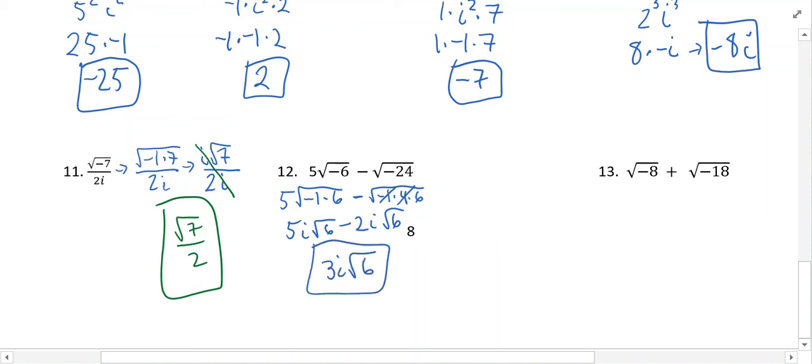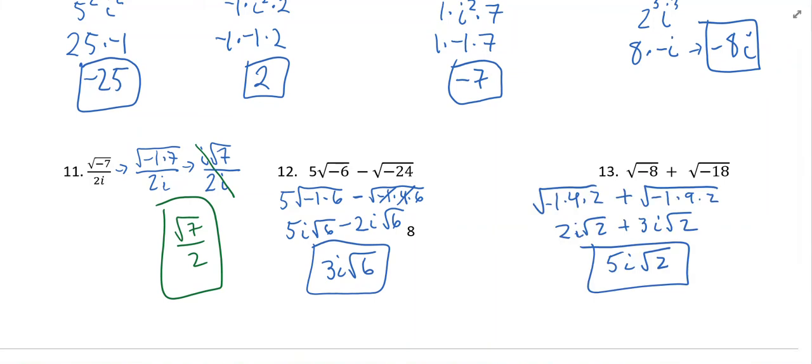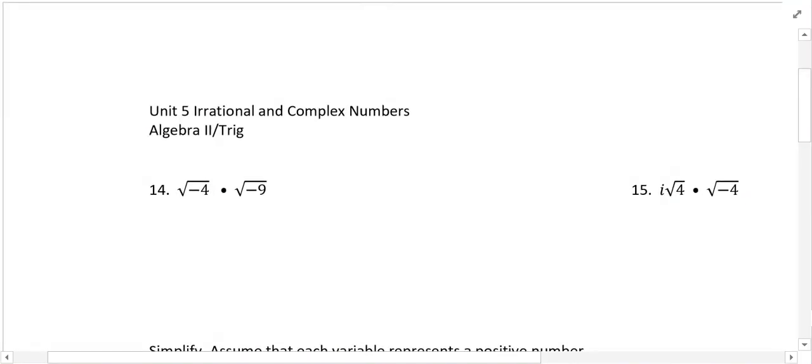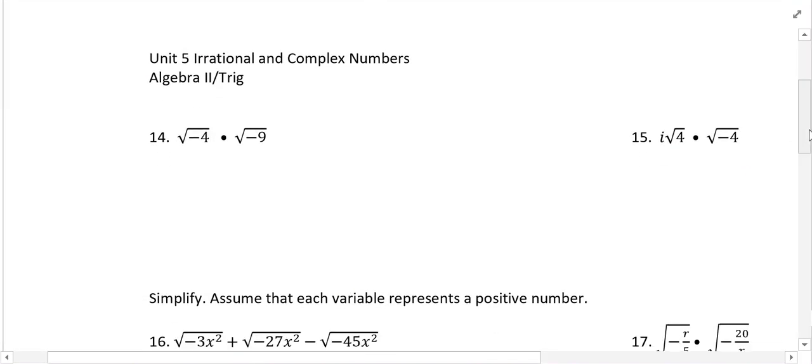Okay, I want you to pause the video and do number 13. Okay, let's go ahead and see how you did. So hopefully we both got 5i rad 2. So you wanted to, again, break down your factors and then take what you could out of the radical. And since these two are like terms, rad 2 and rad 2, you can combine them. Okay, so let's go to the next page here. All right, and let me make this a little bigger. Okay, so let's do our next 2 problems.